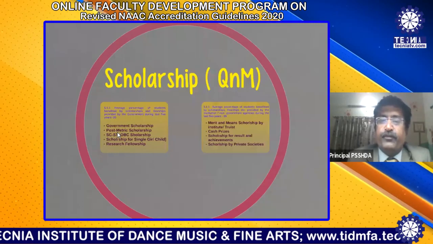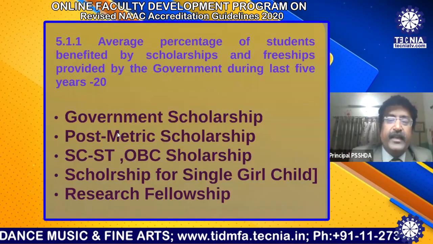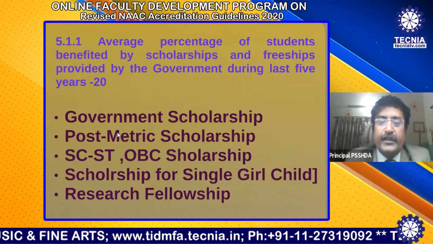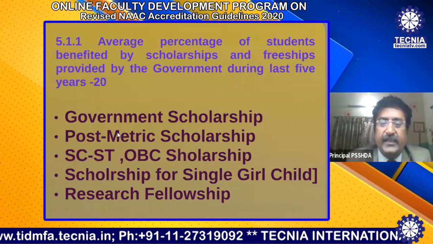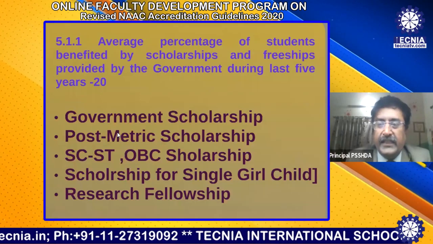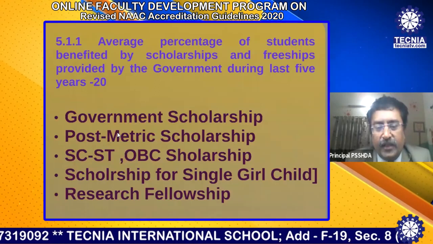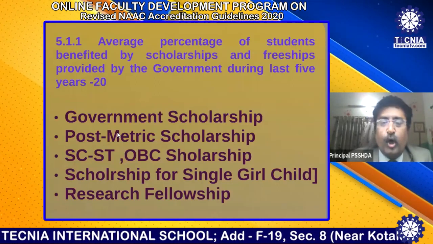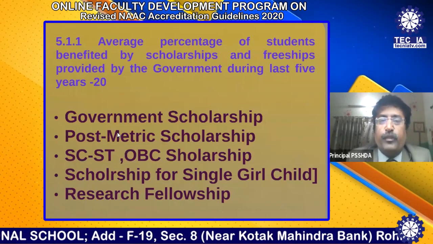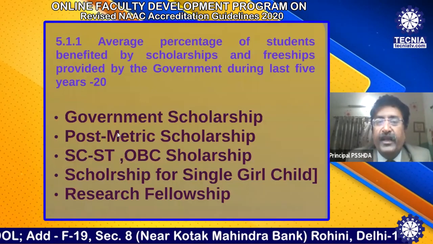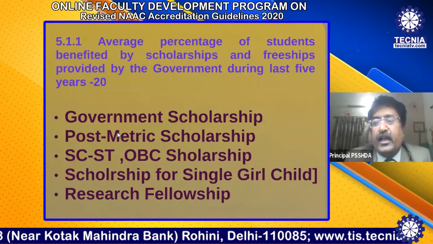For scholarship, the first part is QnM, that is the quantitative metric. We have this many kinds of scholarships for the students. Government scholarship, that is the post matric scholarship. For SC, ST, OBC, NT, DNT, we have various kinds of government scholarships. Scholarship for single girl child, then any other research scholarship. All these kinds of scholarships are from the government sector. So this question is about the average percentage of students benefited by scholarships and freeships provided by the government.